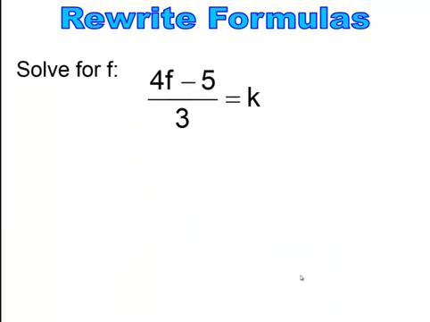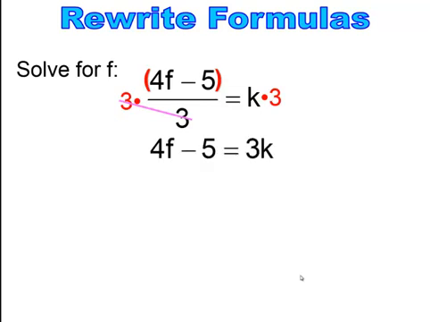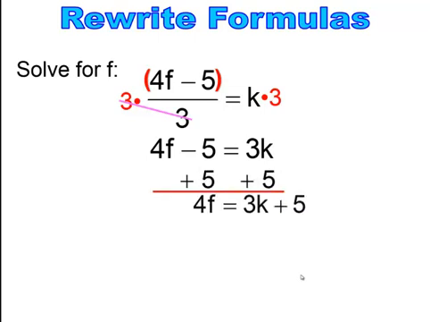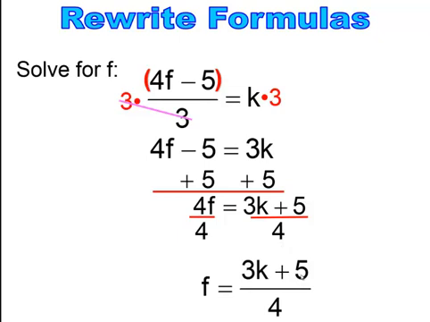Pause and try. So the first thing you're going to do is get rid of that division by multiplying. You're multiplying by 3. That's going to cancel that out. And remember that 3 needs to go in front of the variable, so you end up with 3k on the other side. And now you can get f by itself by adding 5 to both sides. And then you're going to divide through by 4, and you have your new formula.